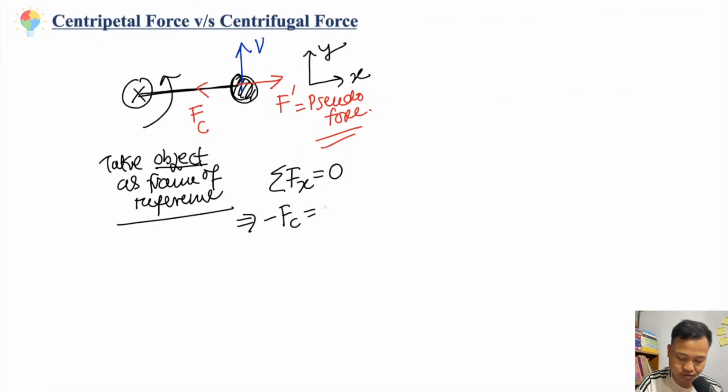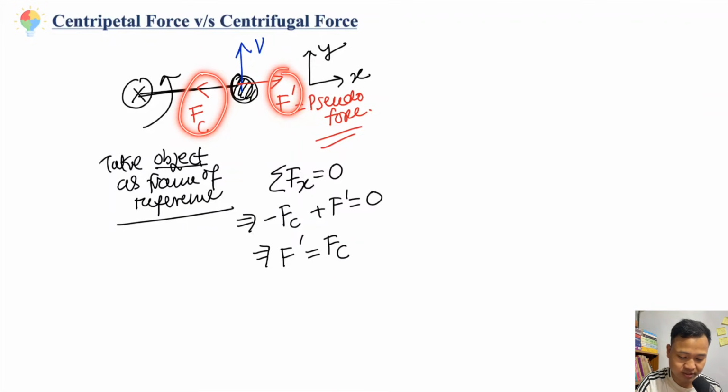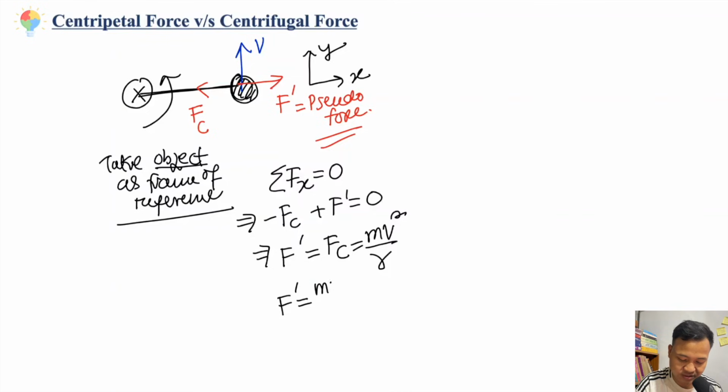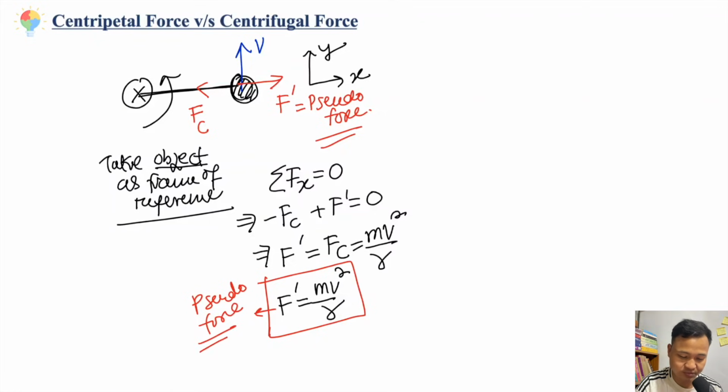So minus Fc plus F dash equals 0. So that means what is F dash? F minus Fc plus F dash equals to 0. So these two are equal and opposite. Okay, so F dash is equal to Fc. Fc is the centripetal force, mv square divided by r. So that means you also have F dash equals mv square divided by r. So this pseudo force is exactly equal to the centripetal force.